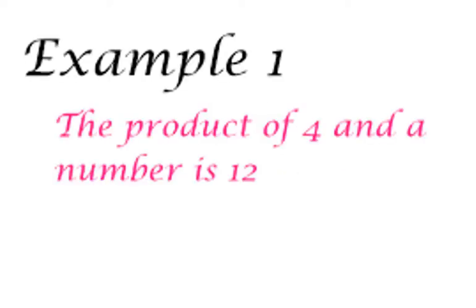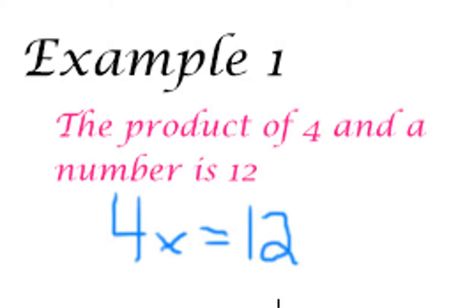So taking a look at example 1, I look at the product of 4 and the number is 12. So the product of 4 and a number, 4 times our number x, equals, is, 12. So now I have 4x equals 12. I'll divide both sides by 4, and I'll get that x equals 3. By writing this out, I was then able to solve for the x that I needed.